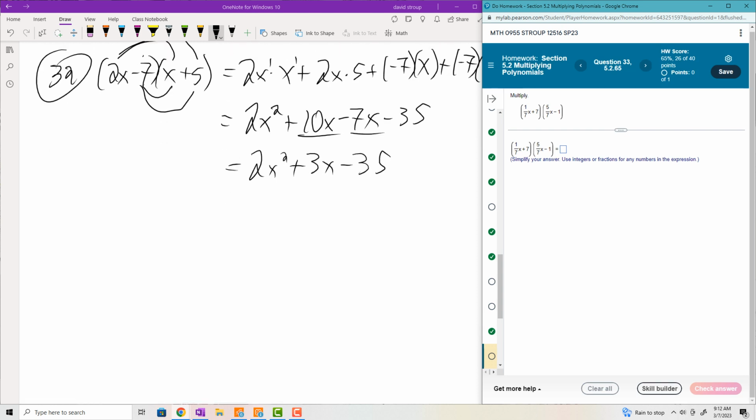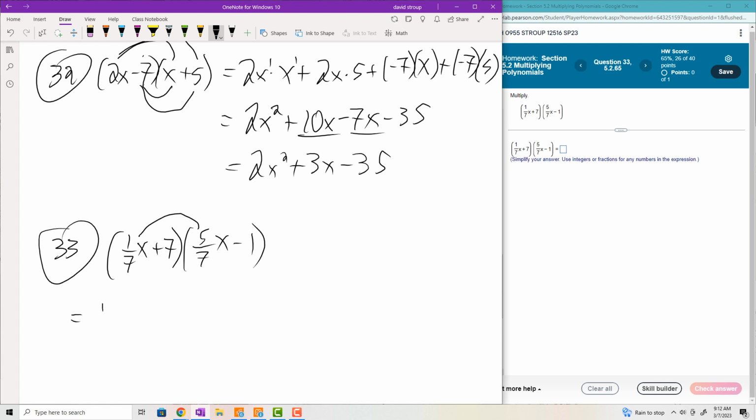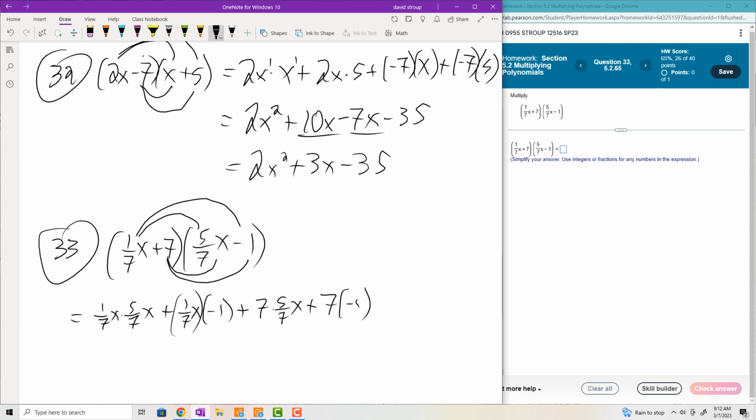Got some fractions. You can do this if you want. 33. 1/7 x plus 7 times 5/7 x minus 1. Okay, so first this one, you have 1/7 x times 5/7 x. And then this one plus 1/7 x times negative 1. And then this guy, so plus 7 times 5/7 x. And then this guy, plus 7 times negative 1.